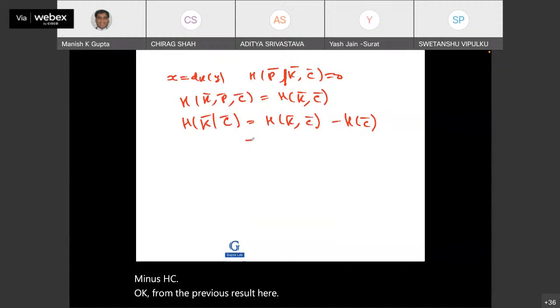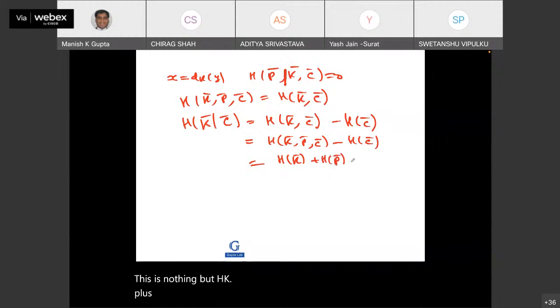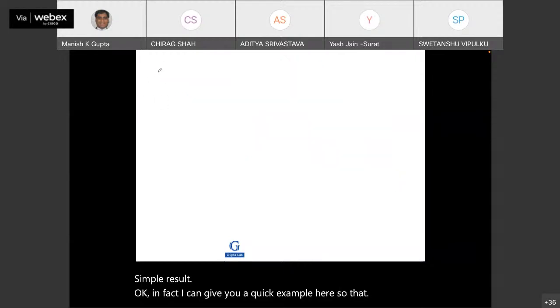So this H(K|C) is equal to H(K,P,C) minus H(C). Now this is nothing but H(K) plus H(P), entropy of P, minus entropy of C. So this is a simple result. In fact, I can give you a quick example here so that we know what is happening.